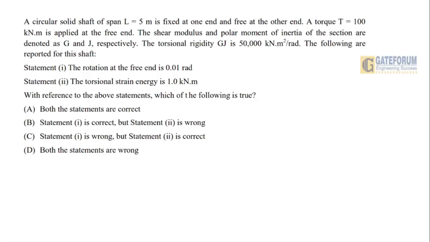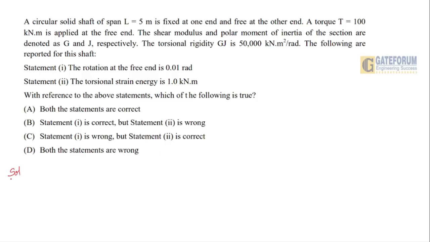A circular solid shaft of length 5 meter fixed at one end and free at other end, a torque T equal to 100 kilonewton meter is applied at the free end. The shear modulus and polar moment of inertia at the section are G and J. The torsional rigidity is 50,000 kilonewton meter square per radian. The following are reported for the shaft. Statement 1. The rotation at the free end is 0.01 radian. Statement 2. The torsional strain energy is 1 kilonewton meter. With reference to above statements, which of the following is true? Both the statements are correct. Statement 1 is correct and statement 2 is wrong. Statement 1 is wrong and statement 2 is correct. Both the statements are wrong.